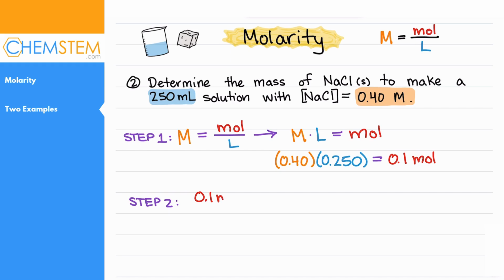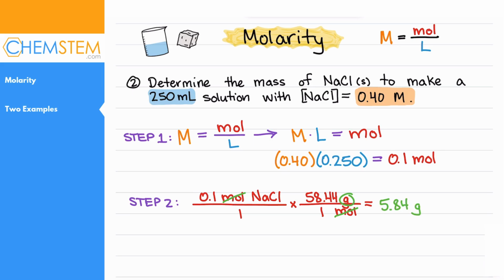So we're going to take that 0.1 moles of NaCl and convert that from moles to grams of NaCl. We have to look at the molar mass, which is the mass of Na plus the mass of Cl. That's going to give us about 58.44 grams per mole. So we're going to cancel out the moles, and we're going to be left with grams, which is what we want. And we're going to get about 5.84 grams of sodium chloride necessary to create a 0.4 molar solution of sodium chloride with a volume of 250 milliliters.